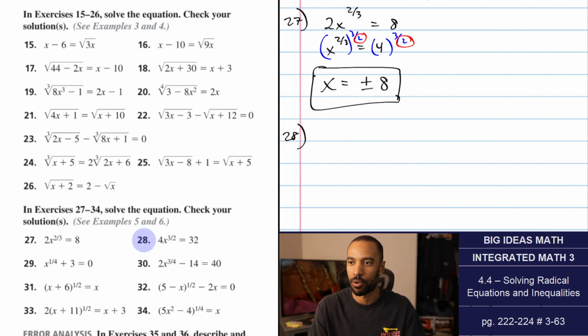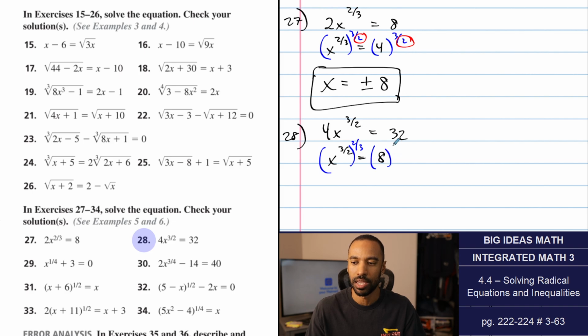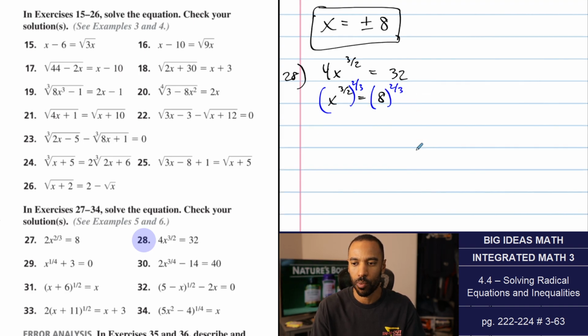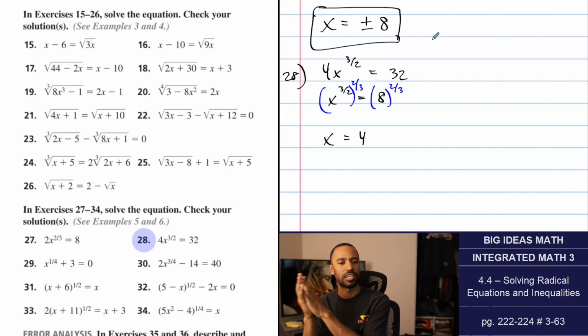4x to the 3/2 power equals 32. Let's divide by 4. Let's raise both sides to the 2/3 power. To the 2/3 power means we take the cube root and we square it. This one, because it's an odd root, doesn't have a plus or minus involved. Okay, so those cancel and you're left with x. The cube root of 8 is 2 and 2 squared is 4. x equals 4 is the only possible answer. And 4 is going to work. This doesn't seem to have extraneous bits.